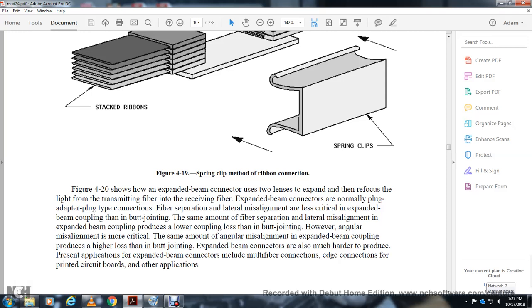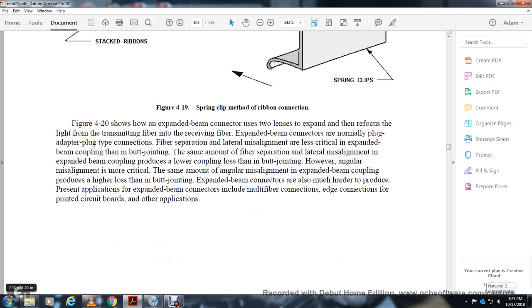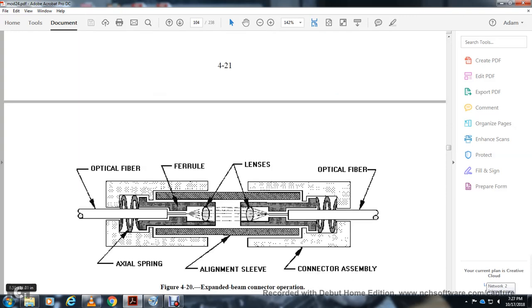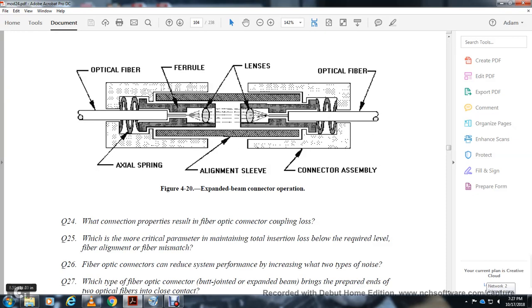Applications of expanded beam connectors include multi-fiber connection, edge connectors for printed circuit boards, and other applications. Optical fiber, axial spring, lens, alignment sleeve, optical fiber connector assembly.